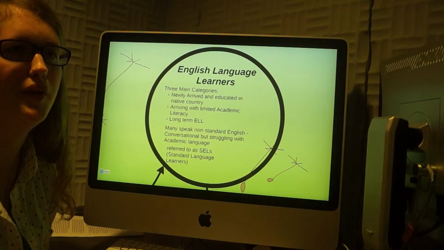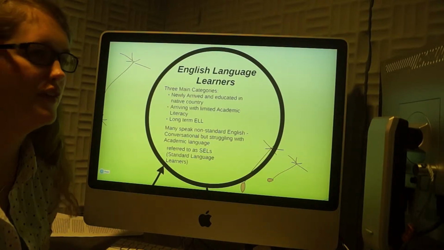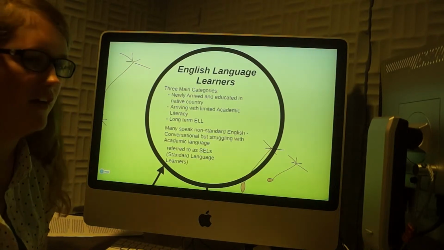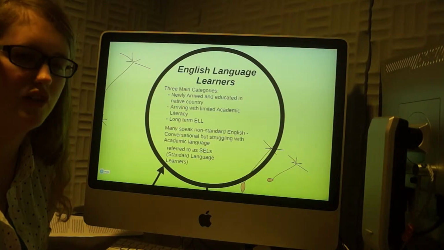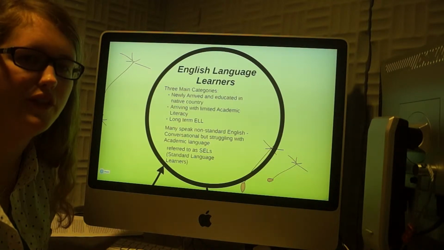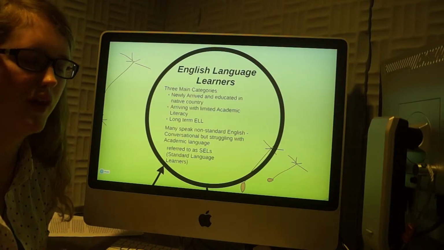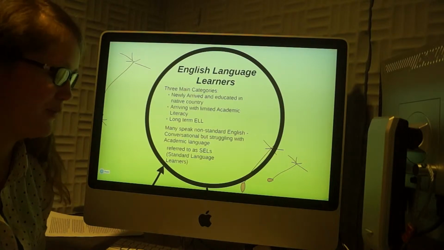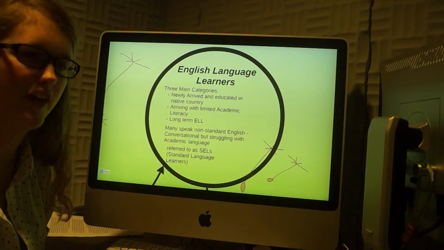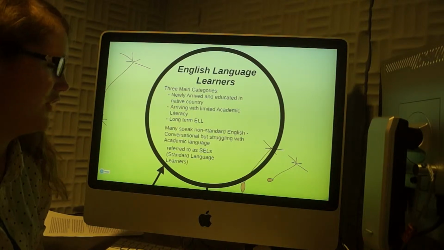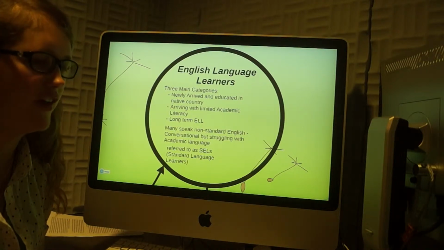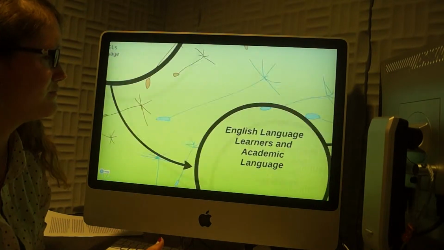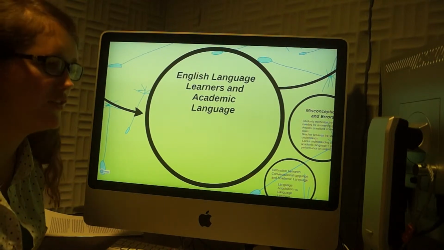It varies. But they're also trying to learn the language, because they probably speak their native language at home. So they have a lot of struggles with conversational language. They have acquired the language, but they haven't quite grasped academic language, the more formal kind. So they can speak and communicate with people, but they have more trouble with academic language in the classroom. And sometimes they're called SELs, or standard language learners, because they're doing more of the learning versus the acquiring of the language.